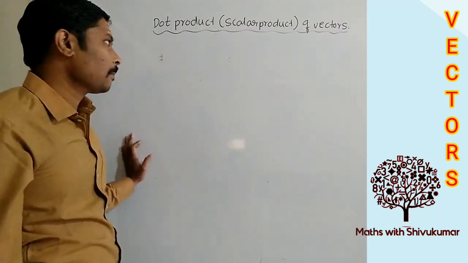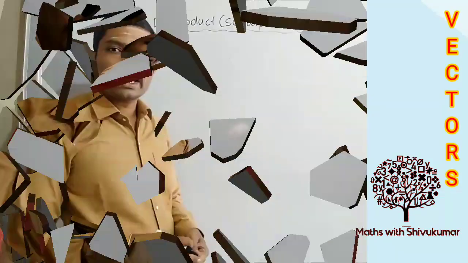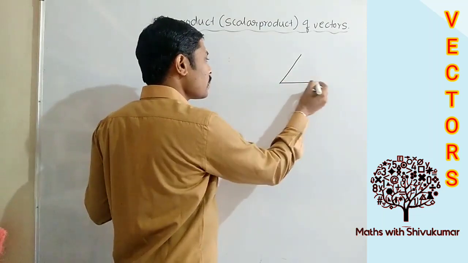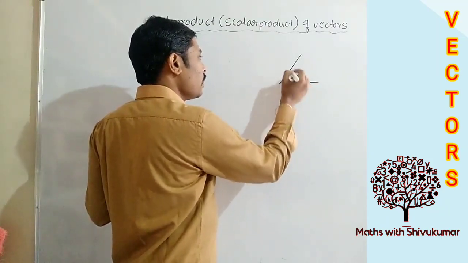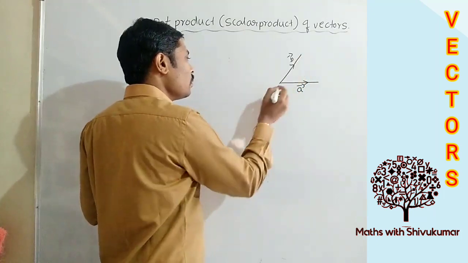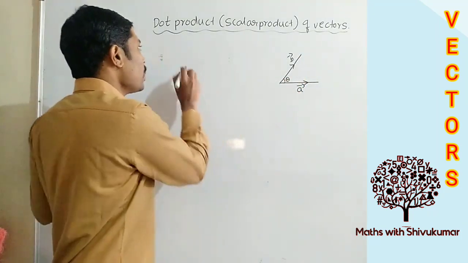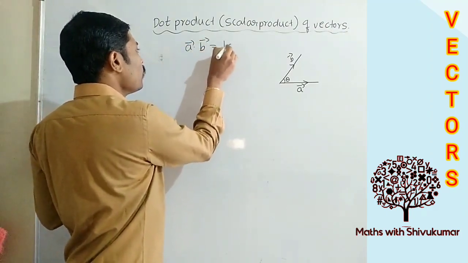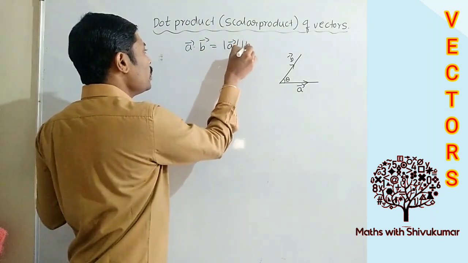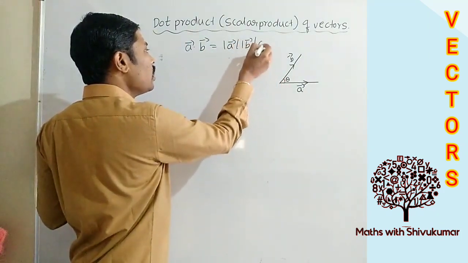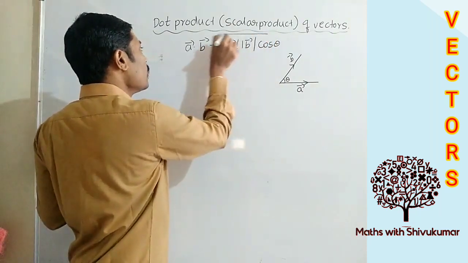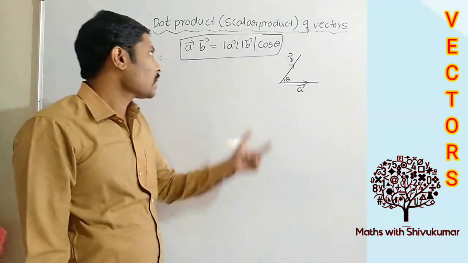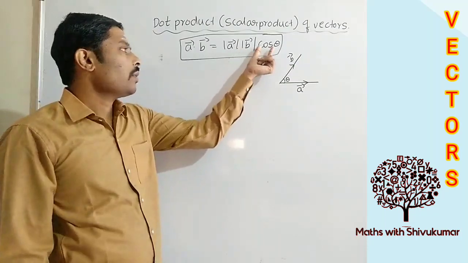So see all of you, what is this dot product, how it is defined. You can observe, I will consider here two vectors. This is vector A and this is vector B. So dot product of these two vectors is denoted by A dot B, which is defined as magnitude of A, magnitude of B, then cos of angle between these, that is cos of theta. This is the actual definition of dot product of two vectors. A dot B is equals to magnitude of A, magnitude of B, cos theta.